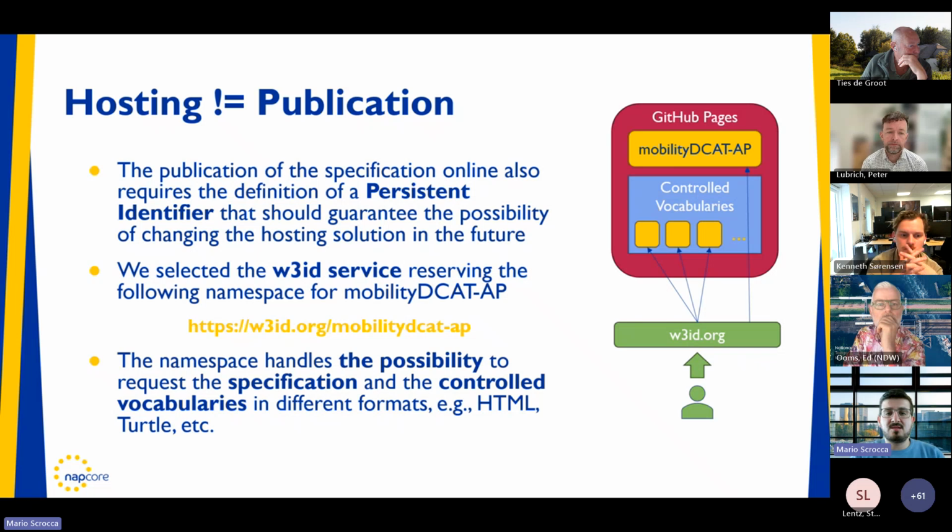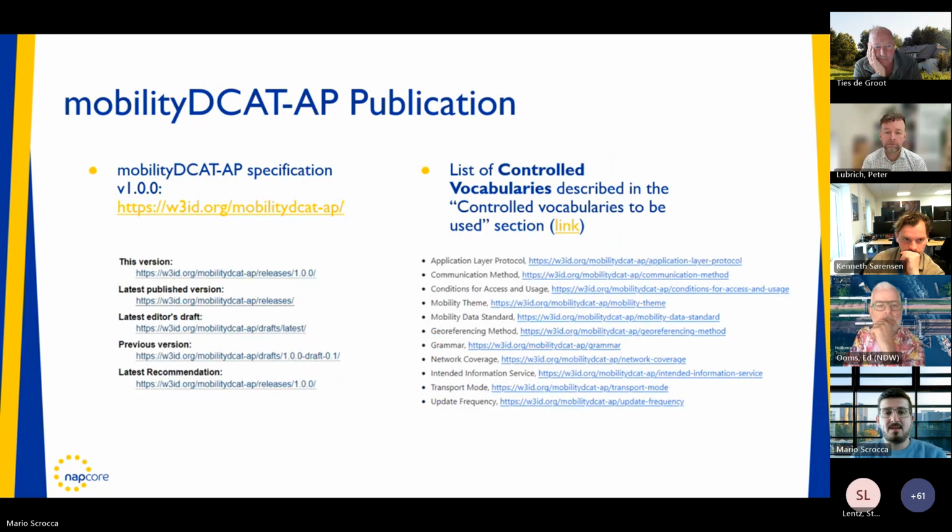So what we did was to select a persistent identifier using the W3ID service. That is the one that you can see here below. And this enables the possibility of accessing both the specification and the controlled vocabularies, even if at some point we have to move this content to a different location.